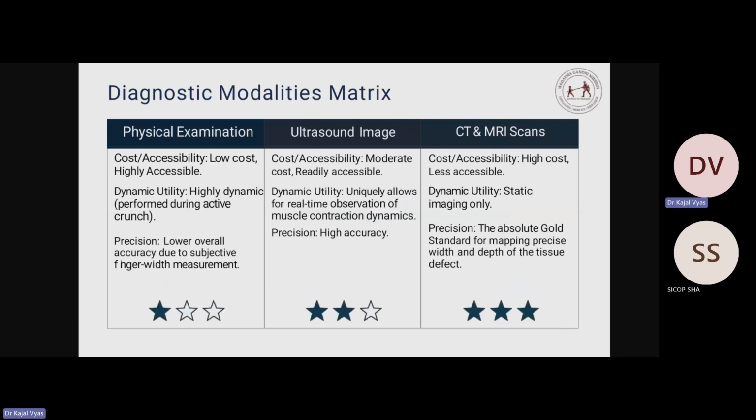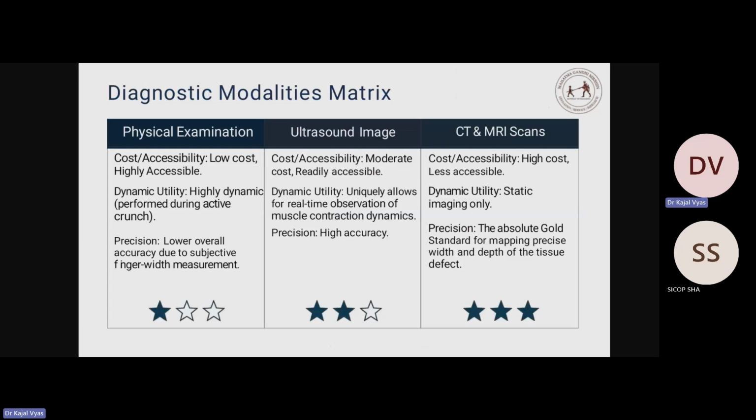So whatever assessment we have seen till now can be done by the therapist, and the same assessment can be taught to the patient to do the self-examination. But other than this, there are various diagnostic methods which, according to one of the articles on recent advances, have been given different ratings. If you see physical examination, it is low cost, can be done by the therapist, or self-examination can be done. It is highly accessible, highly dynamic, which is performed by the active contraction or active movements by the patient itself. But lower overall accuracy is seen in this type of examination because of subjective measurement of the finger width. So it has been given a 1-star rating.